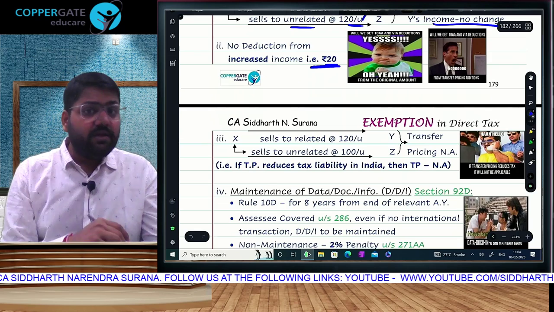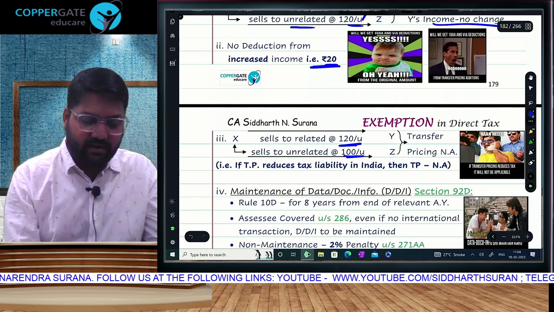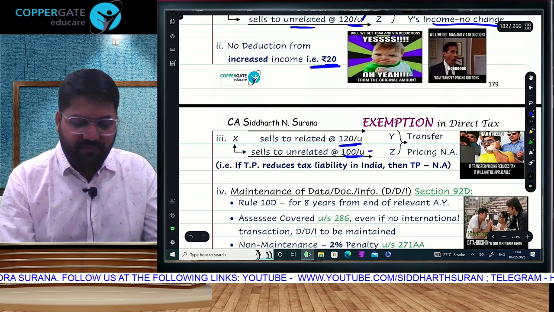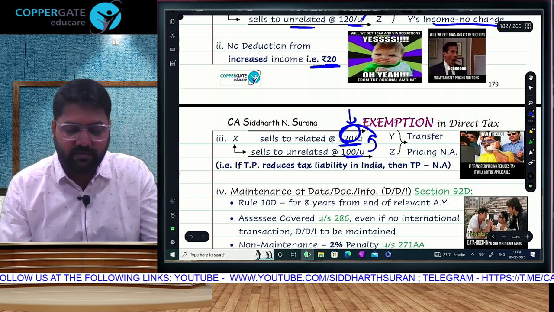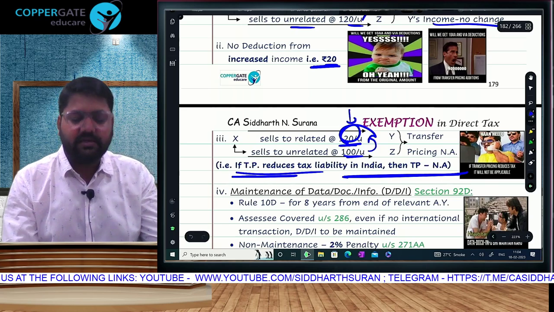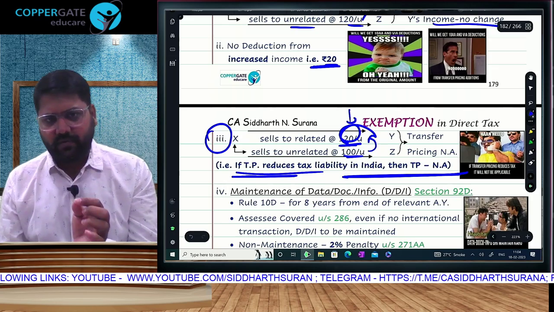Next, if we reverse the transaction, this time sale to related party is 120 and unrelated is 100, and if we apply this price here, that means selling price will reduce, tax will reduce. If transfer pricing reduces tax, then transfer pricing is not applicable. This is a very important point. Good number of questions come on this.